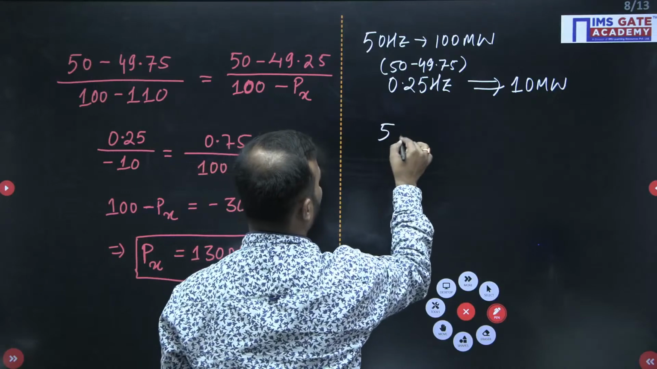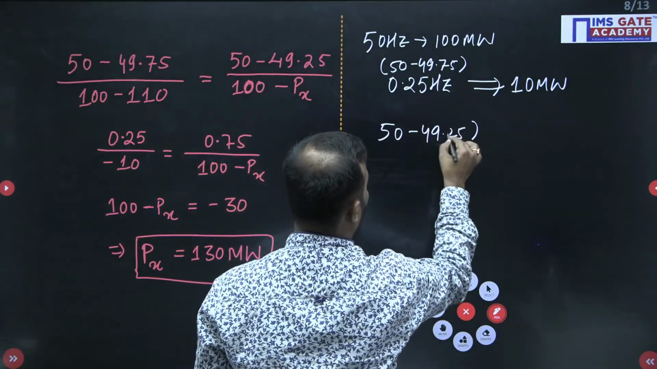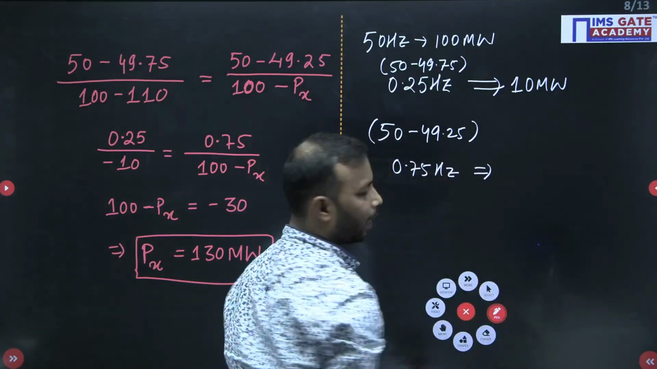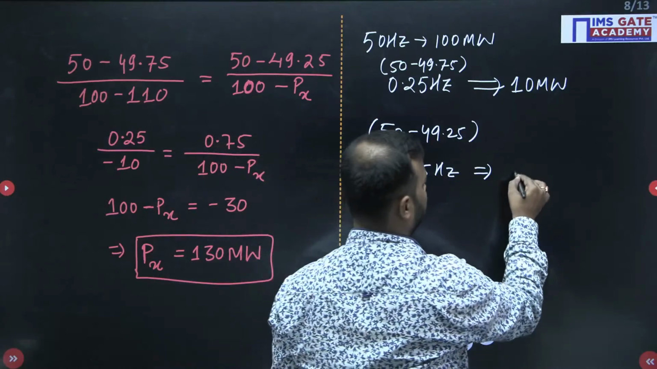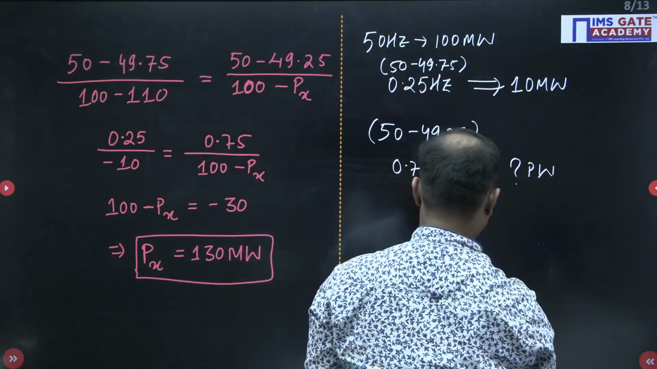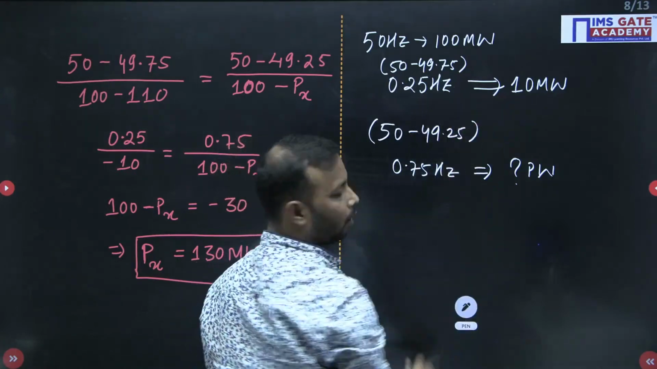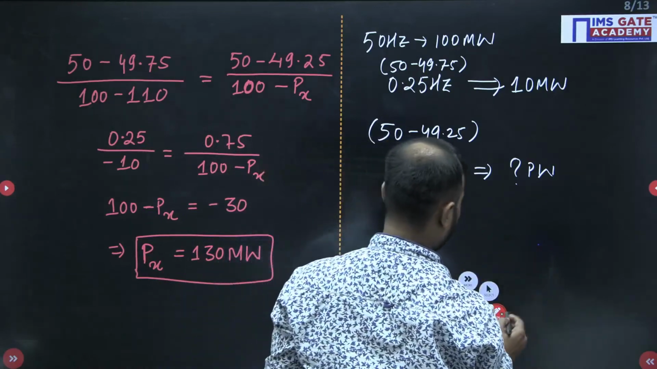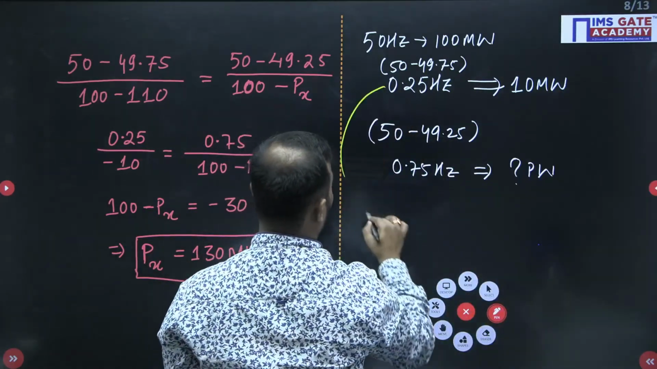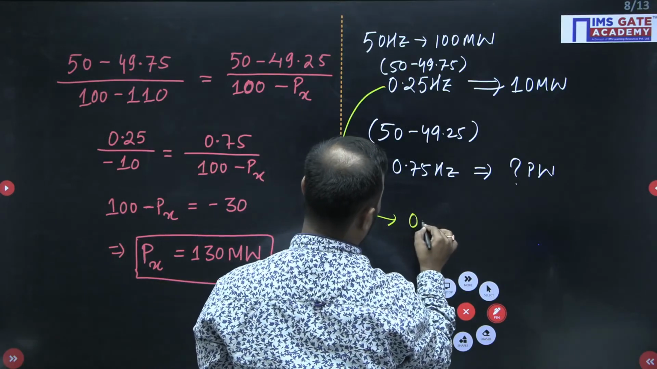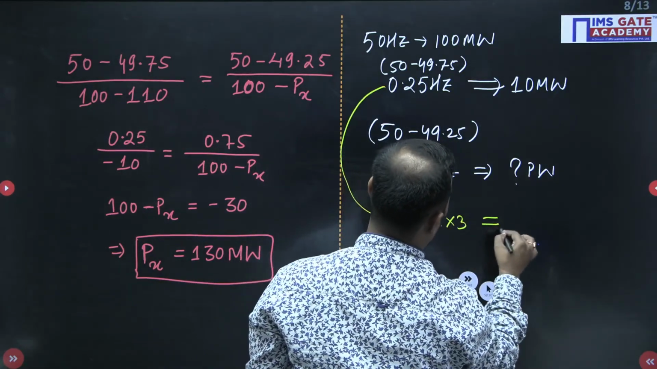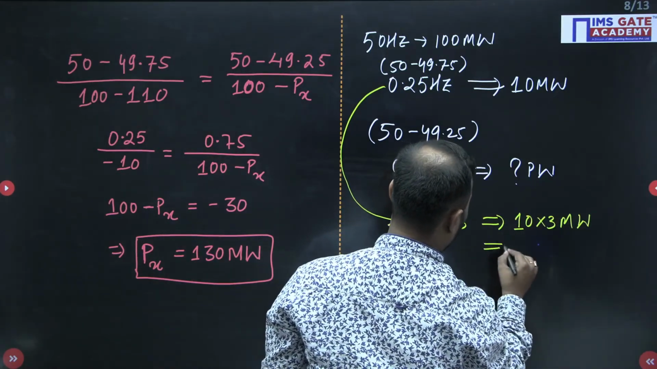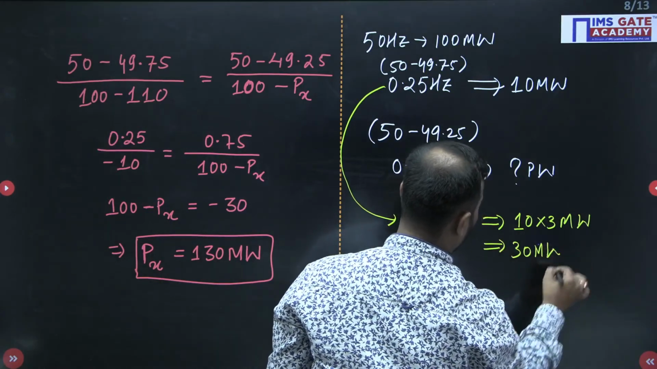Now, if the frequency is changed to 49.25, then what is the overall change in frequency from 50 to 49.25? The change is 0.75 hertz. Then in this case, what will be the change in power? See, for 0.25, you are having 10 megawatt. So when you multiply this equation with 3, 0.25 into 3 will give you 10 into 3 megawatt, which is nothing but 30 megawatt.